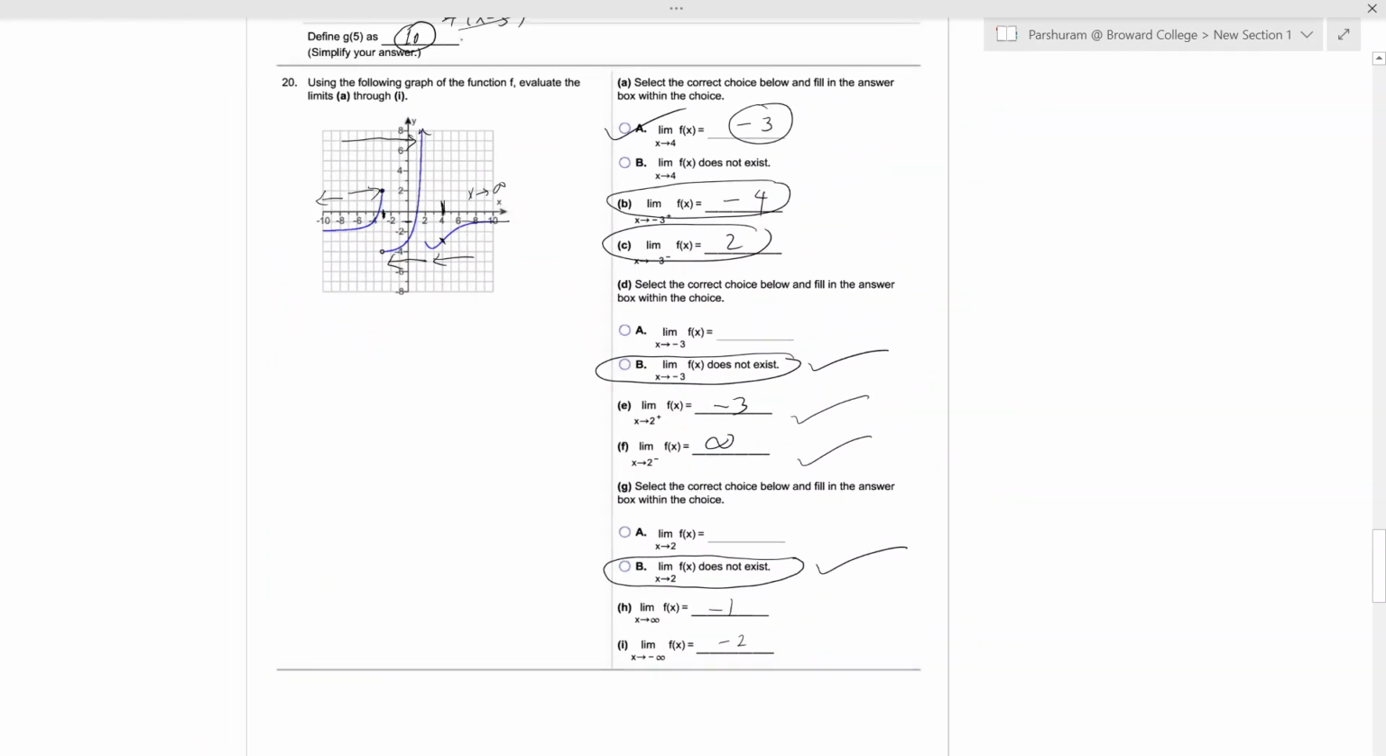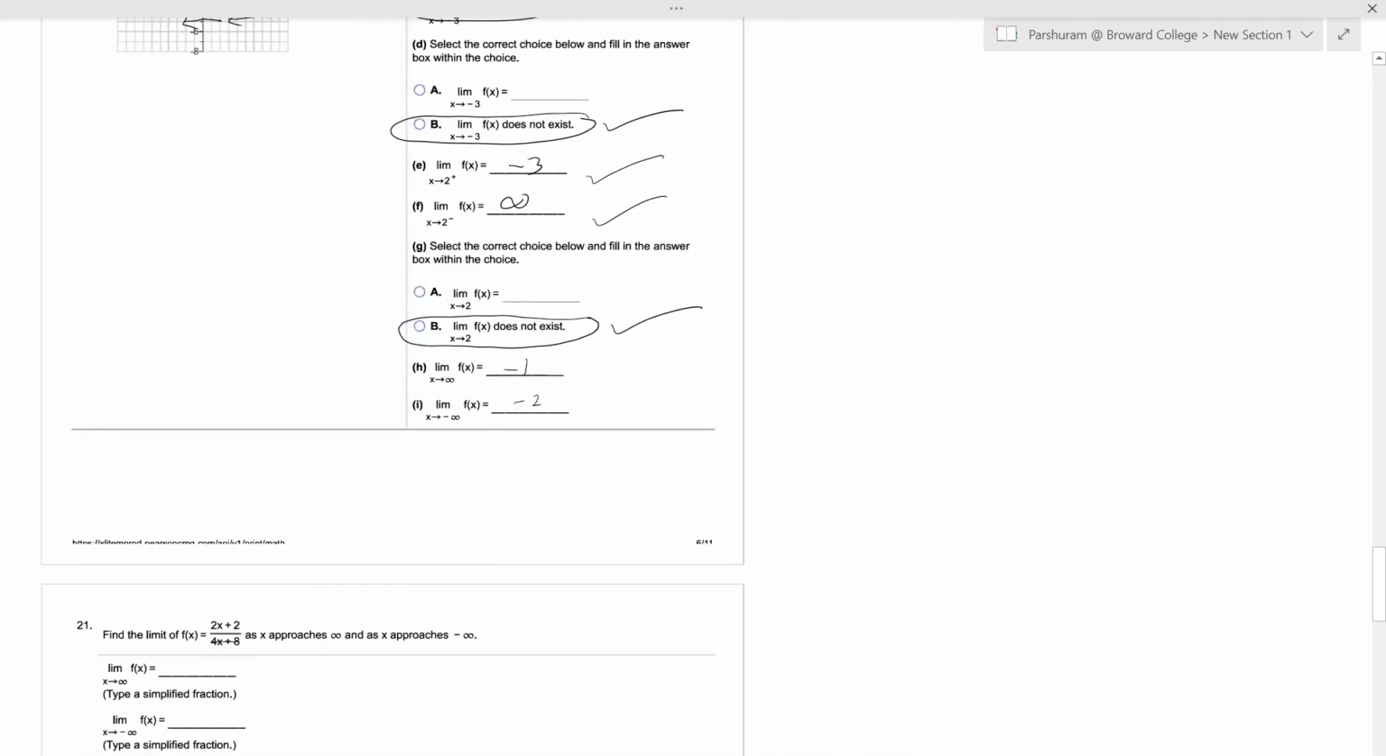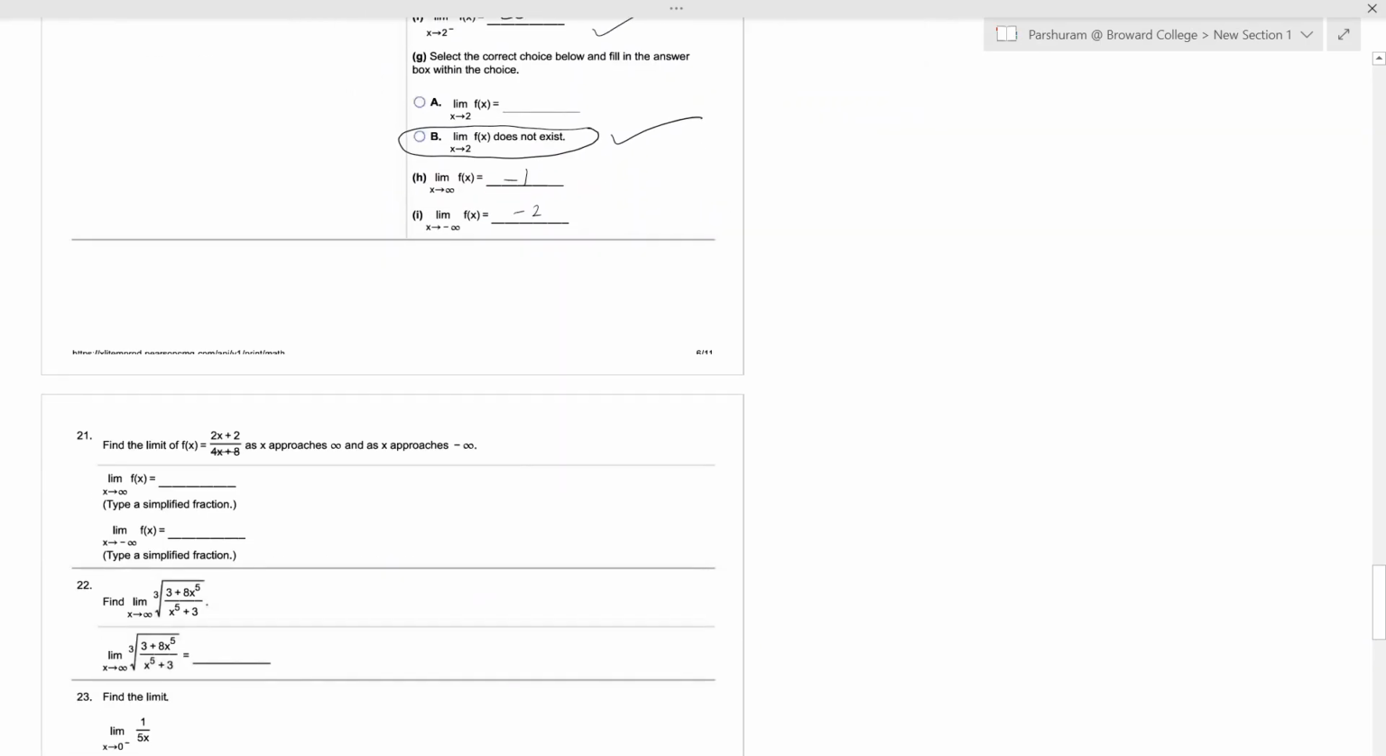Okay, that's problem 20. Let's go to problem 21. Find out the limit when x approaches infinity. The function is 2x plus 2 divided by 4x plus 8. To find the limit of this kind of function, you can first simplify whenever it's possible. X plus 1 and 4x plus 2.